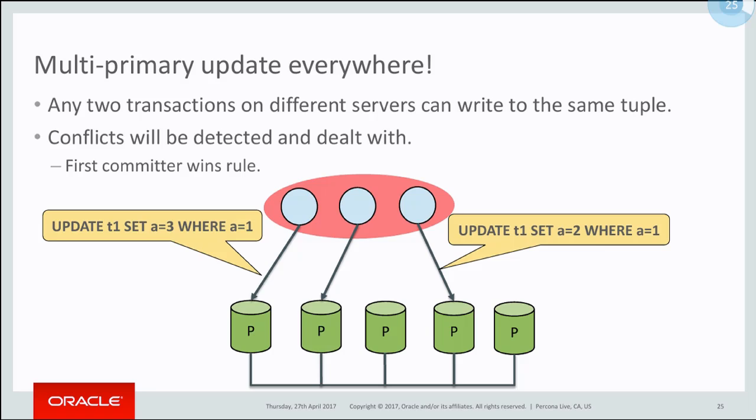But if they touch the same row, then the rule is the first one to commit is the one that wins. And the second, or more than the second, needs to roll back to avoid inconsistency. This is one of the main differences between multi-primary and single primary. But you have more HA within this mode.